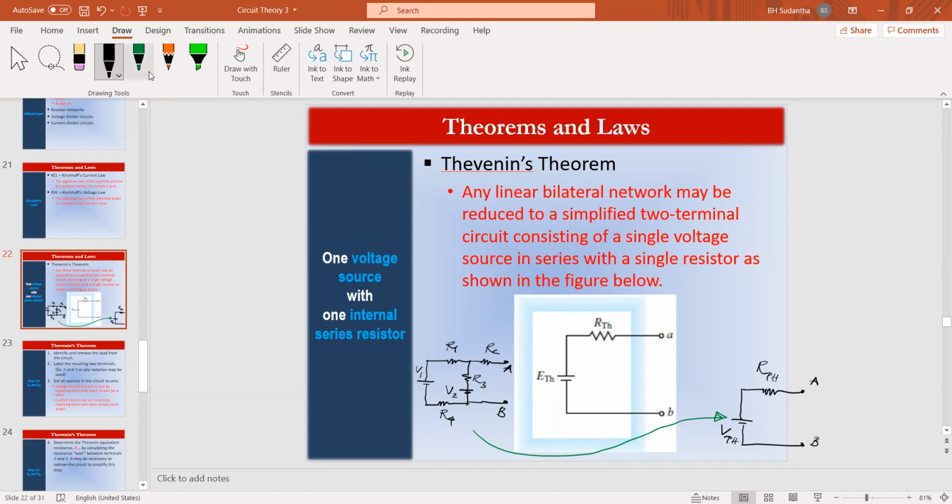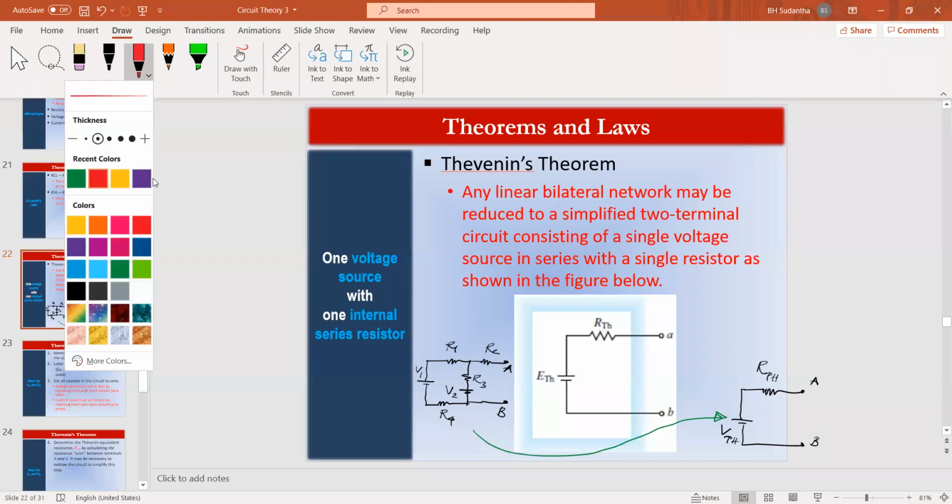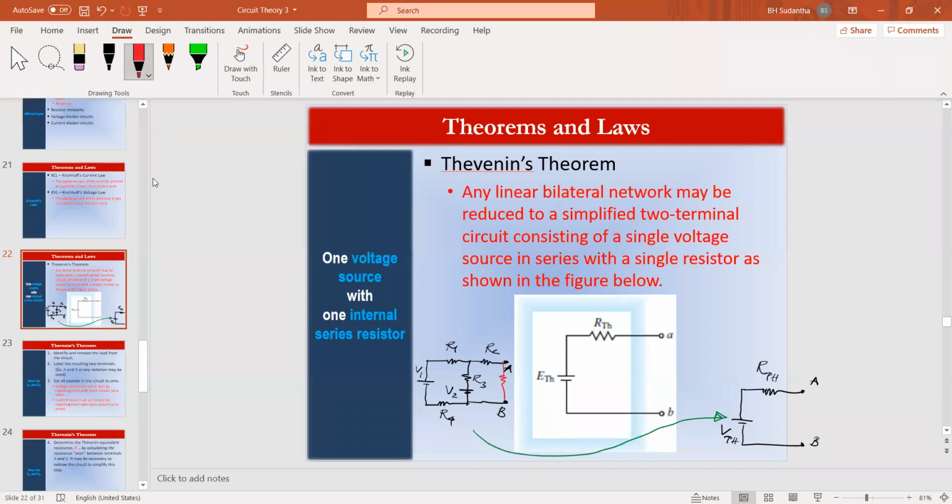Then assume that you have a resistor here, and if you want to find the current going through this one, you can introduce this resistor here. Then you can find the current very easily, because you have only these two resistors. Then I equals VTH divided by RTH plus R4, if this is R4.